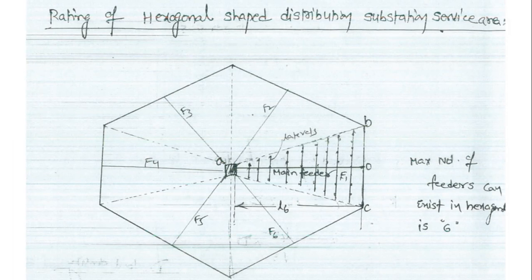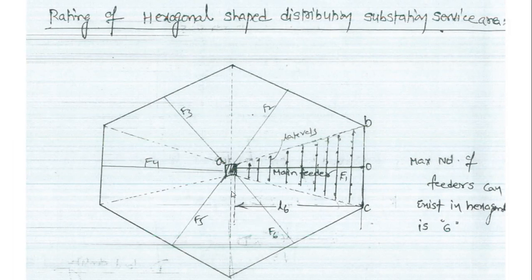In the previous derivation, in the square shaped distribution system, the maximum number of feeders was 4. In the hexagonally shaped distribution system, the maximum number of feeders is 6: F1, F2, F3, F4, F5, F6.